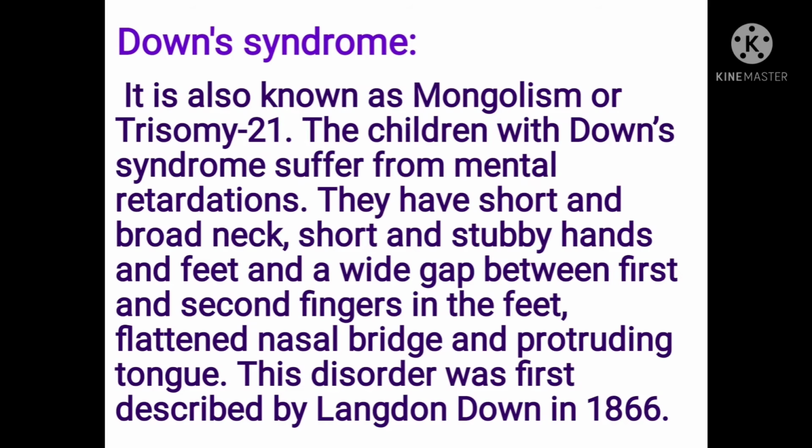Down syndrome. It is also known as Mongolism or trisomy 21. The children with Down syndrome suffer from mental retardation. They have short and broad neck, short and stubby hands and feet, and a wide gap between first and second fingers in the feet, flattened nasal bridge and protruding tongue. This disorder was first described by Langdon Down in 1866.